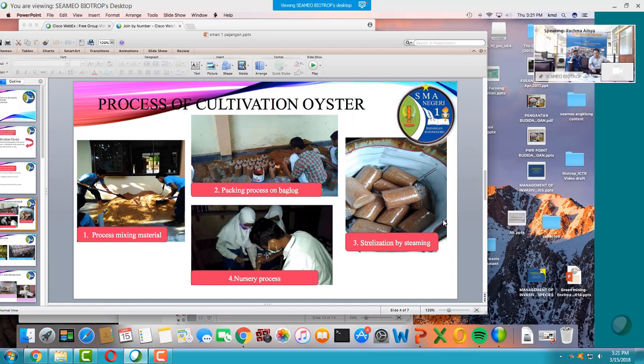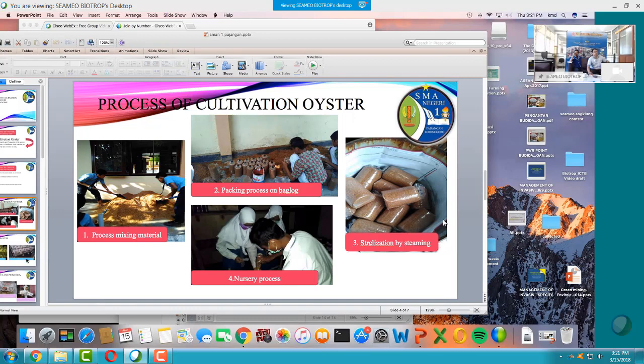Okay, thank you. So we think it's better. You can do it like that, but we think it's better if you use some kind of laminar or encast to prevent unwanted fungi or pests from entering your baglog. So your baglog will have a higher success percentage.